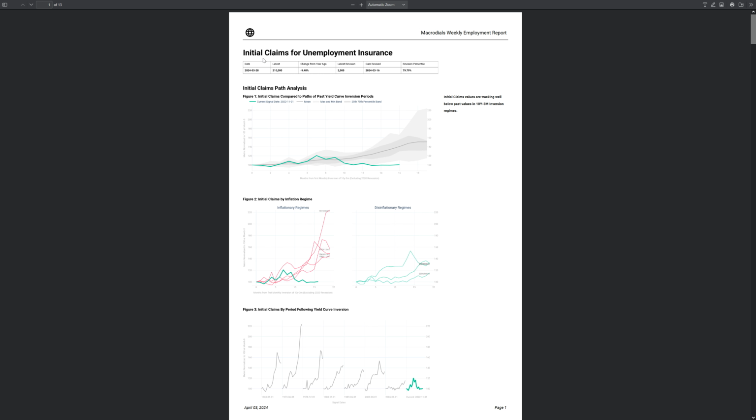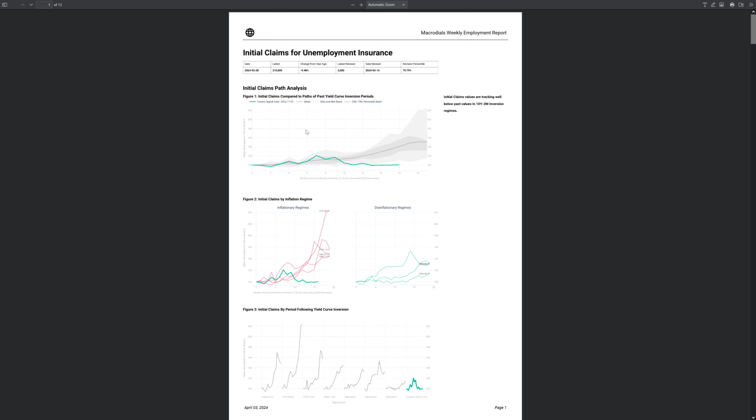The report summary tables provide a concise overview of essential metrics related to the latest release of a given employment data point. These metrics include the most recent release number, the year-over-year change, the latest revision, and the date that was revised, and finally the percentile rank of the revision relative to the prevailing economic regime, as determined by our macro composite model.